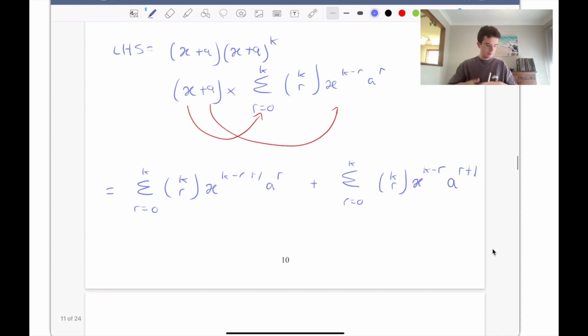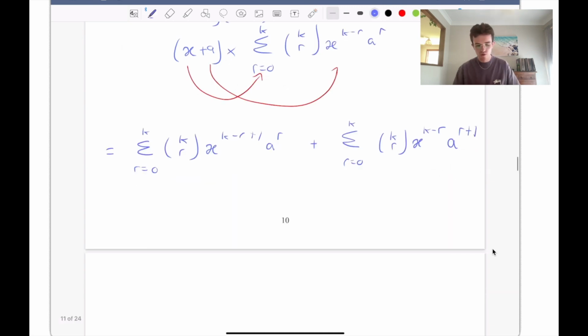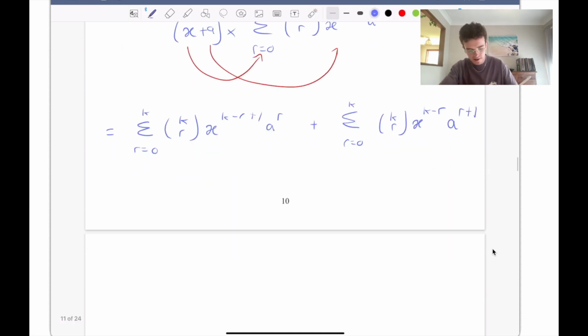Okay. Our next step is we want to try and combine these two sigmas. And there's a bit of a problem here because we've got quite a number of things that are different. Specifically, we've got an r plus 1 here and an r here. So let's try and get rid of that. Let's say that this is equal to, we're going to leave this the same, r is 0 to k of k choose r times x to the k minus r plus 1 times a to the r.